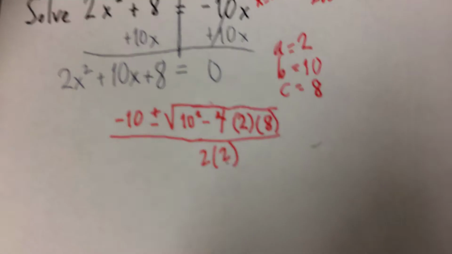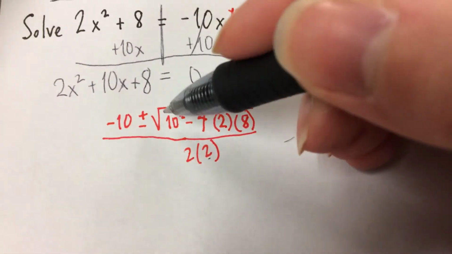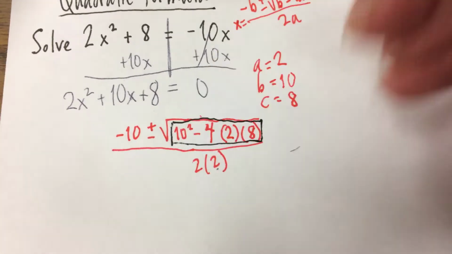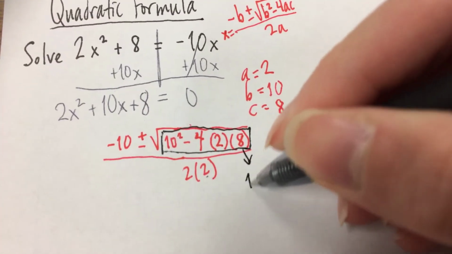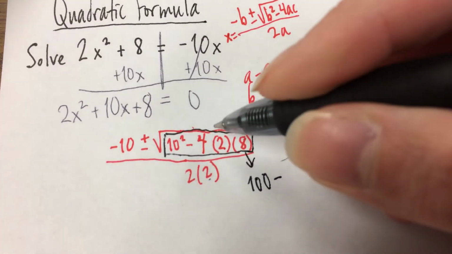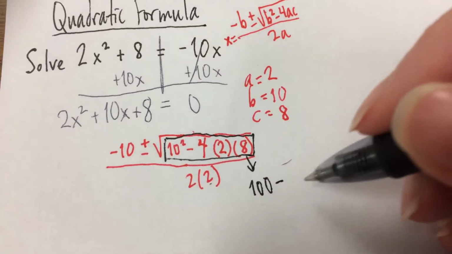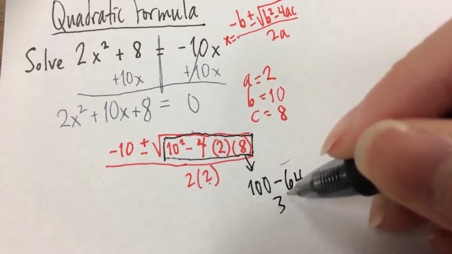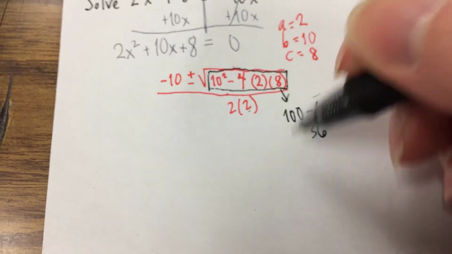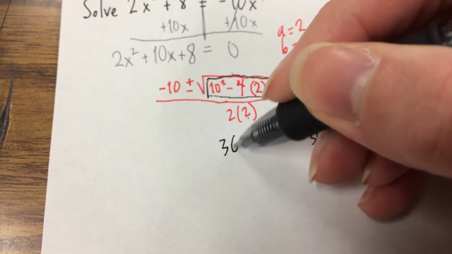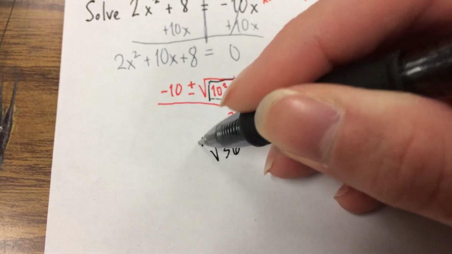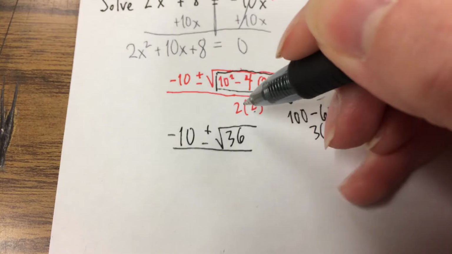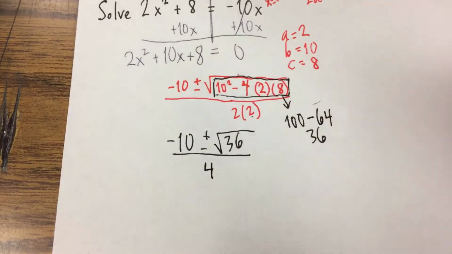Then when it comes to simplifying, we want to start by simplifying the discriminant first, which is this part. So 10 squared is 100, and then minus, let's see, 4 times 2 times 8 would be 64. 100 minus 64 is 36. So we can take that discriminant and put it back under the radical sign. What we have is minus 10 plus or minus square root 36 over 2 times 2 is 4.